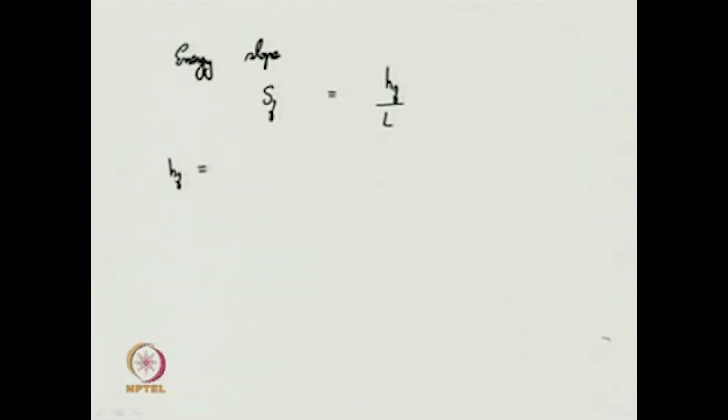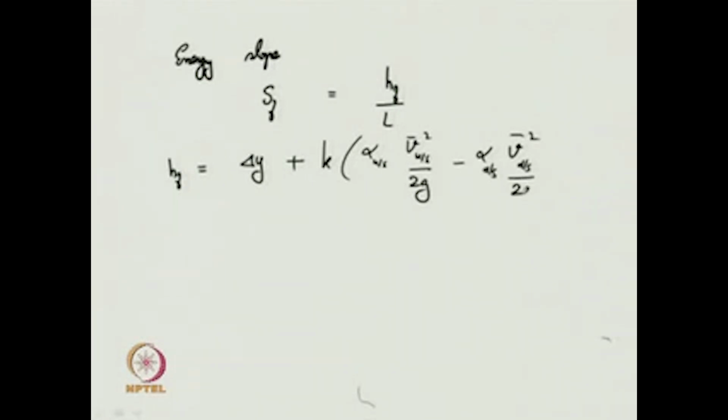This HF includes now your drop in water surface plus a factor small k into alpha us v us squared by 2g minus alpha ds v ds squared by 2g. Once you obtain this corresponding form of the energy drop, this is the energy drop in the entire channel reach.